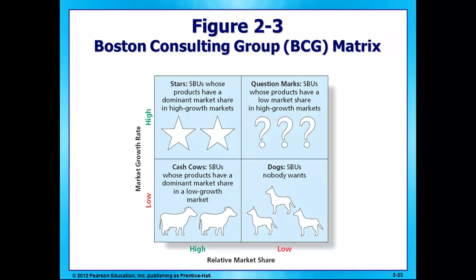In the upper right-hand quadrant, we have question marks. These are lines of business in a company in which the company's market share is low, but the market growth rate is very high. An example of this might be a lesser known tablet computer such as MSI, one of the off-brand makers from, I believe, Taiwan. And for the MSI company, their tablets are question marks.